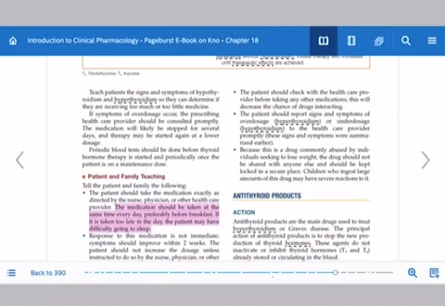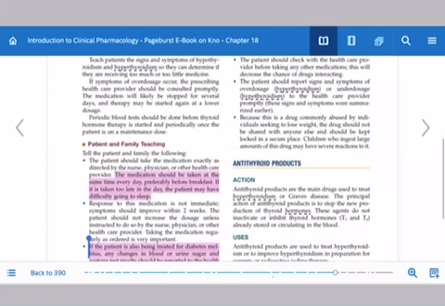All right, anti-thyroid products. These are medications to stop the production of thyroid hormones. It's usually used to treat hyperthyroidism, Graves' disease, to improve hyperthyroidism in preparation for surgery or radioactive iodine. Okay, it says these agents do not inactivate or inhibit thyroid hormone already stored in the circulating blood. It just stops the production of new thyroid hormone.